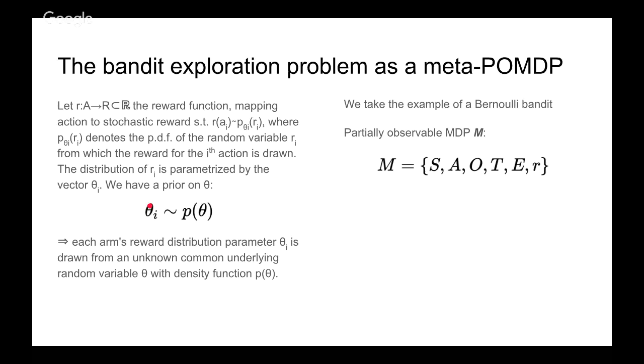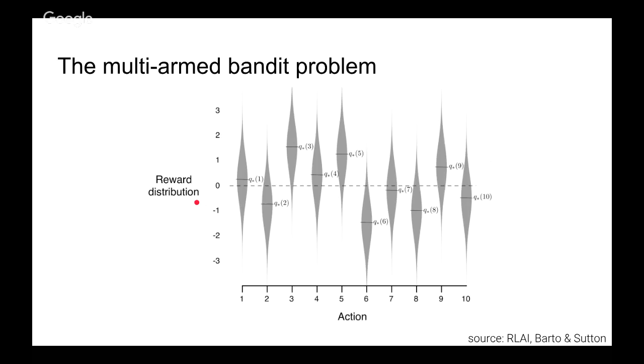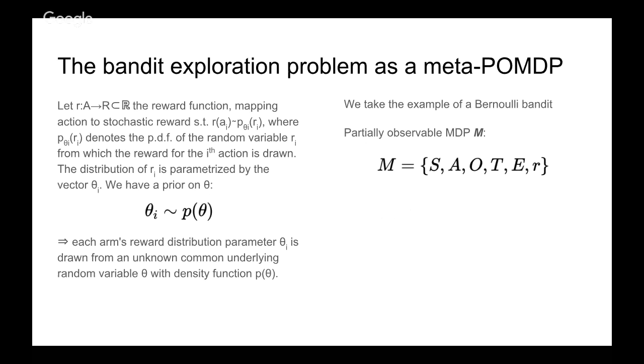So in the previous slide I said the prior that we have on the vector of Q stars. We don't know the Q stars; here I'm showing them, but we shouldn't know them. The prior that we have on the vector of Q stars is that they are sampled from a Gaussian with a mean of 0 and a variance of 1 in this particular example. In general, it's useful to have some prior.